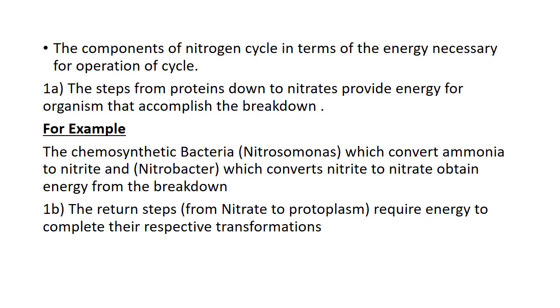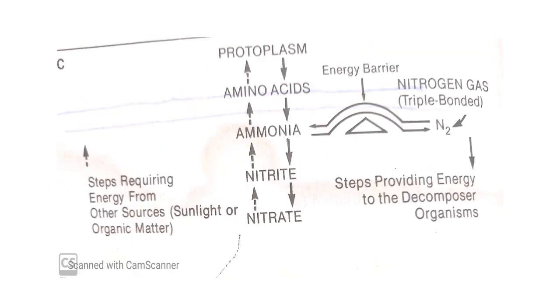This is an energy releasing step. The other step, which is the return step, is from nitrates to protoplasm, and it requires energy to complete their respective transformations, as we can see in the next slide. The protoplasm is converted into amino acids, and amino acids are converted into ammonia. Ammonia is converted into nitrite, and nitrites are converted into nitrates with the help of decomposer organisms, and these steps provide energy to these organisms through this breakdown.